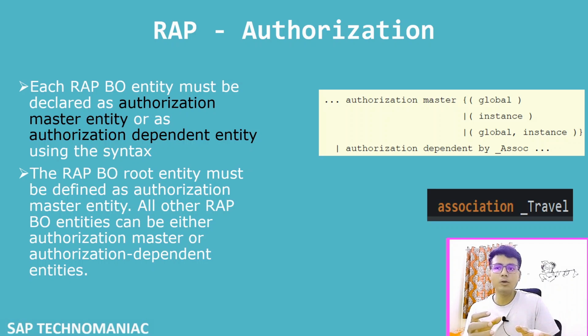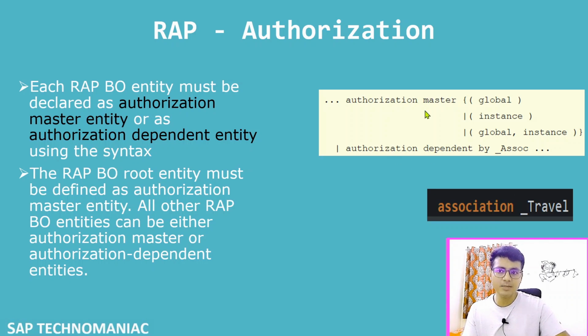So we have to give explicitly in the body part of our child entity association from where we are deriving the authorization. And in the declaration part of our defined view entity of our child entity, we have to define authorization dependent by association, and we have to give the association name. That association we must define in our body part as well. So association to travel, then only it will work, otherwise it will not work.